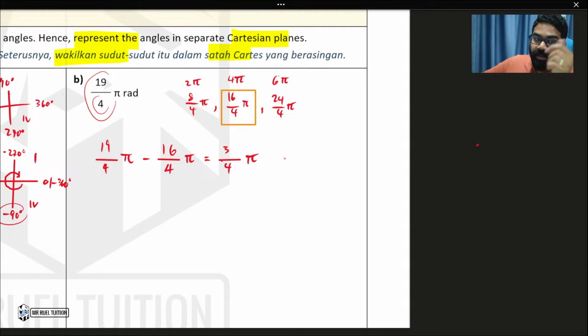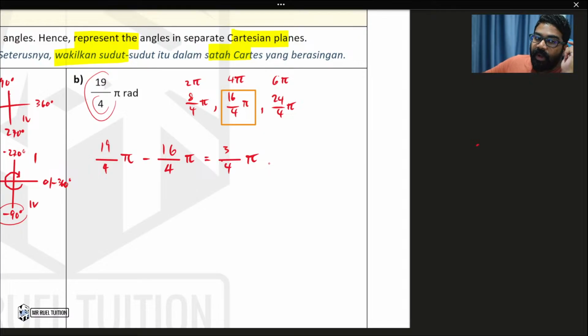Easy. Kalau awak tahu pi 180, divide by 4. Pi over 4, you know. Pi per 4 ialah 45. Darab 3. 135, isn't it? 45 times 3. Right? Finish. So now we can draw lah.